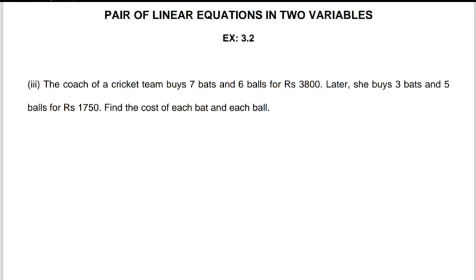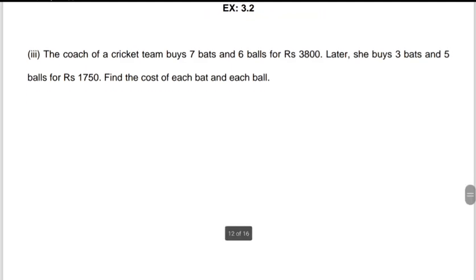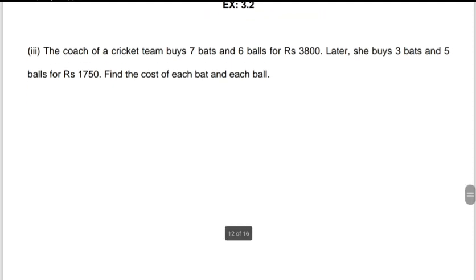The coach of a cricket team buys 7 bats and 6 balls for rupees 3,800. Later she buys 3 bats and 5 balls for rupees 1,750. Find the cost of each bat and each ball. So they are saying that for a team they buy 7 bats and 6 balls for rupees 3,800, and she buys 3 bats and 5 balls for rupees 1,750. So they are asking us to find the cost of each bat as well as ball.